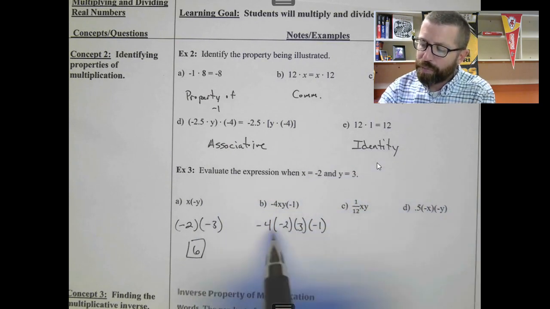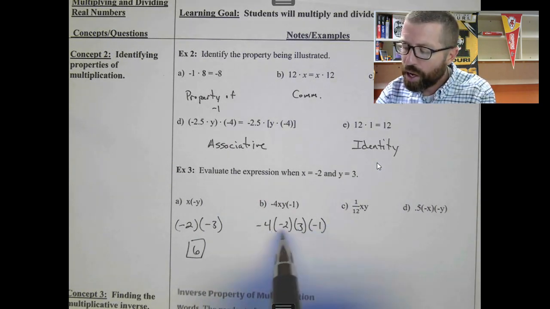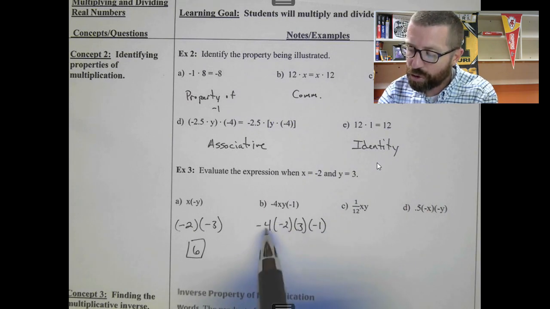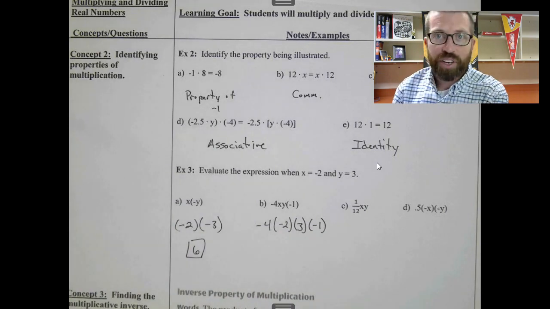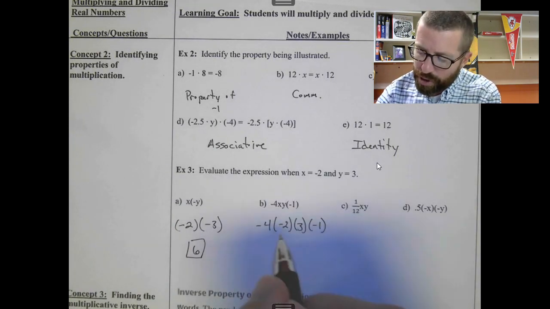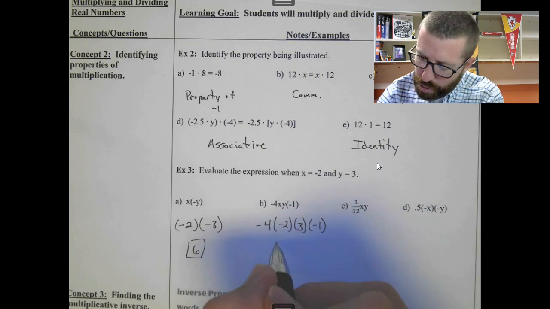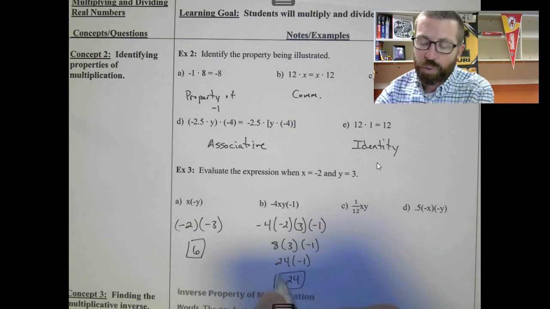Here, you could go in order, which is fine. And if you want to do it in one step, just count the negatives. So there's 1, 2, 3 negatives, so that's odd, and you're going to end up with a negative number. To kind of take it slow, -4 times -2 would be +8. And then 8 times 3, those are both positive. That's just 24. And then that -1 turns it into -24.